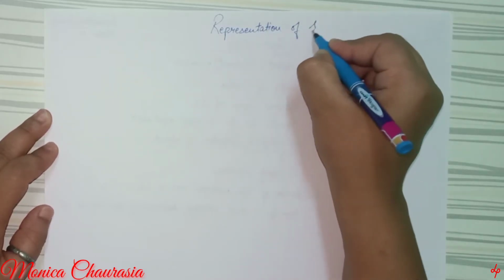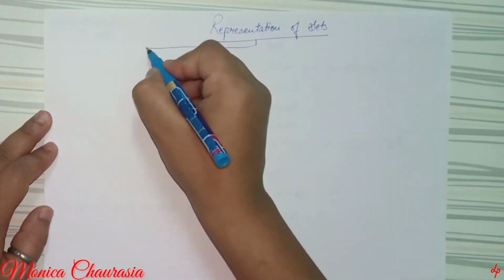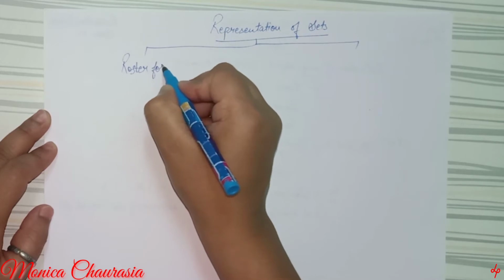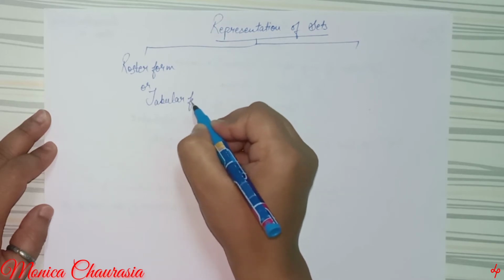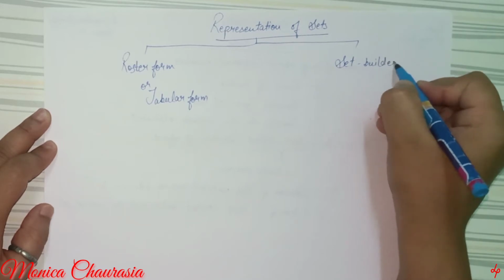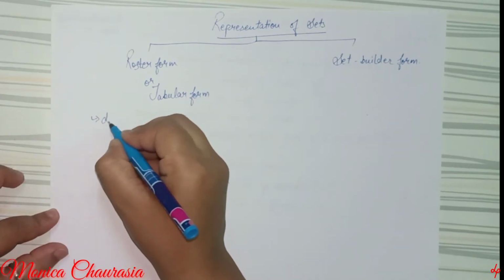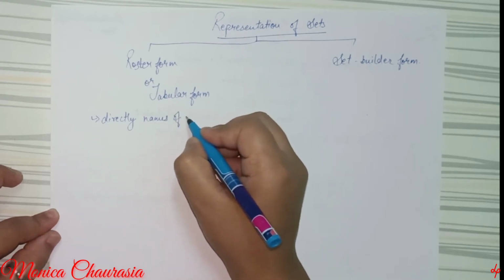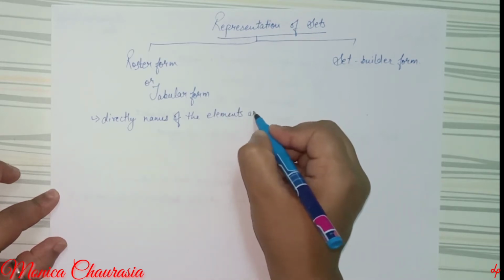Representation of set. Representation of a set is of two types. First, roster form, or it is called tabular form. Second is set builder form. In this roster form, we directly mention the names of the elements.